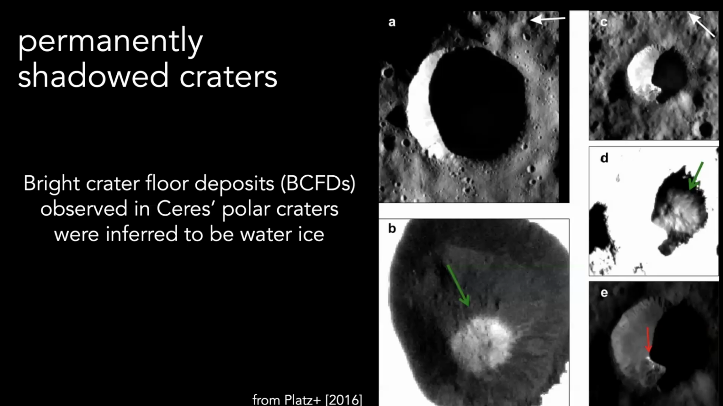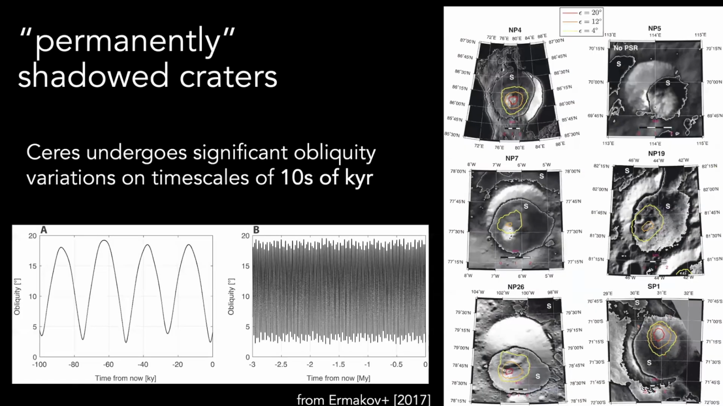But there are a couple of reasons why Ceres is very different from the Moon and Mercury. The first is that Ceres PSRs are not actually permanent. That's because Ceres undergoes significant obliquity variations. Its axis tilt varies from a few degrees to 20 degrees over relatively short timescales with a period of about 25 kiloyears. So that means that basically every single PSR experiences direct solar illumination for at least part of every obliquity cycle. And so that raises the question of whether the bright material that we see in these permanently shadowed craters, if it's ice, how can it be preserved over heating across multiple obliquity cycles?